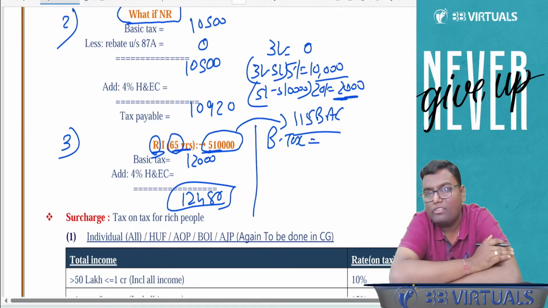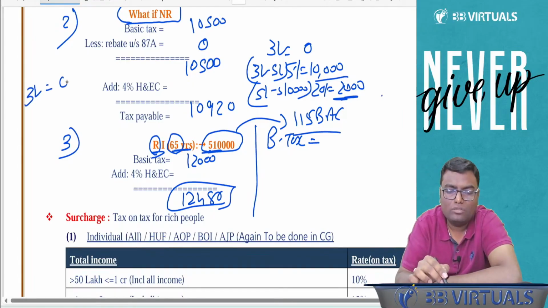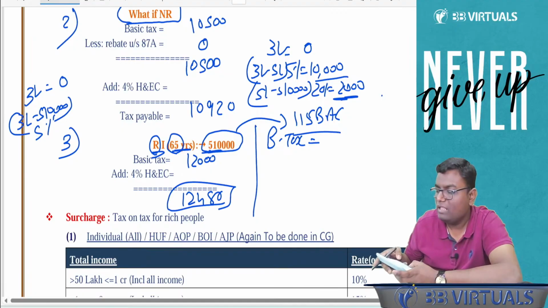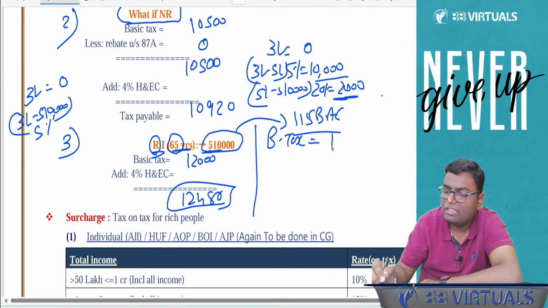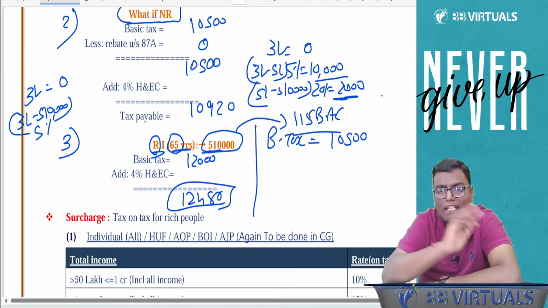Over here, tell me what will be the basic tax. Can I say it will be like this? Up to 3 lakh 0, 3 lakh till 5 lakh 10,000. On that entire one, only 5%. So 2 lakh 10,000 into 5%, it will come to 10,500, plus 4% cess, right?